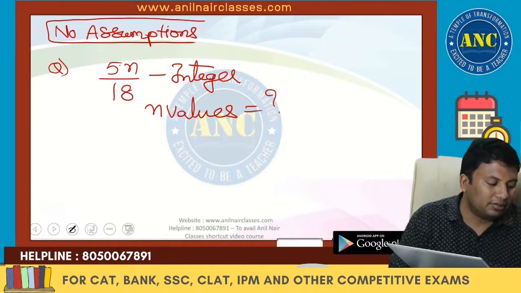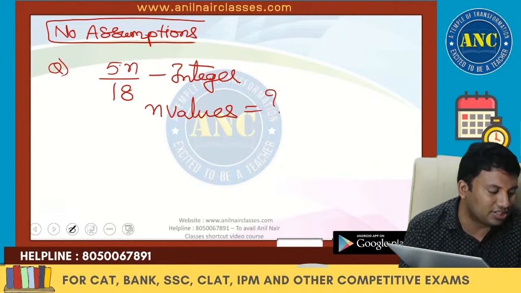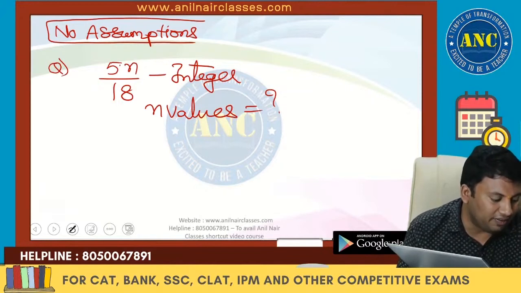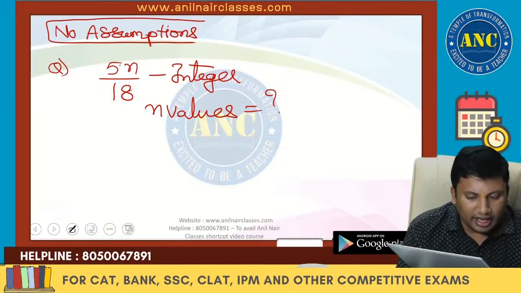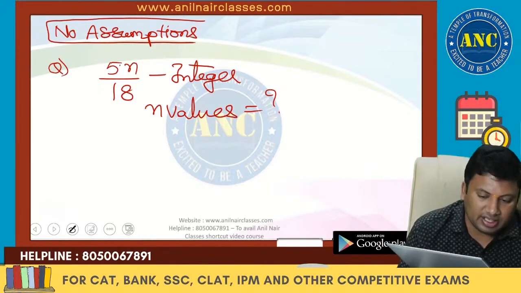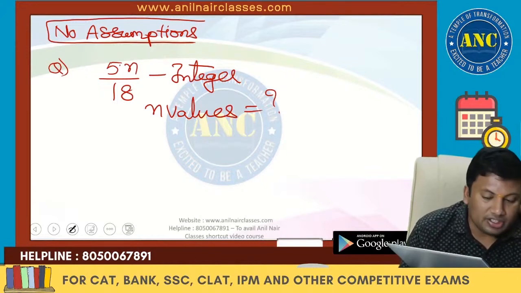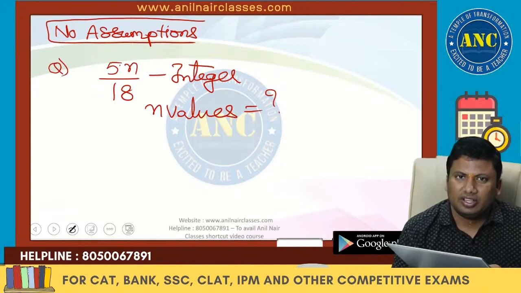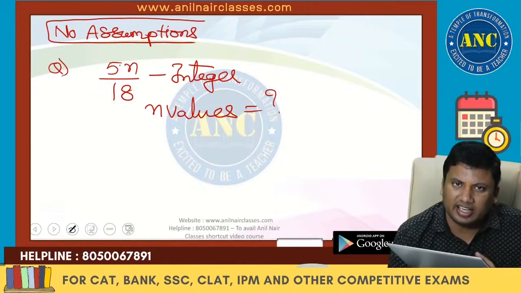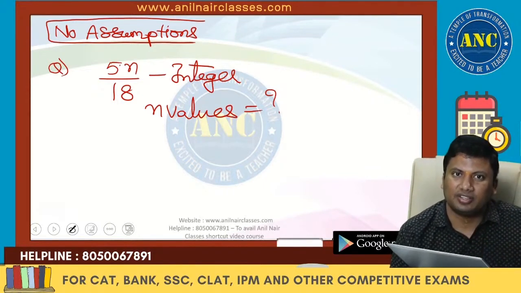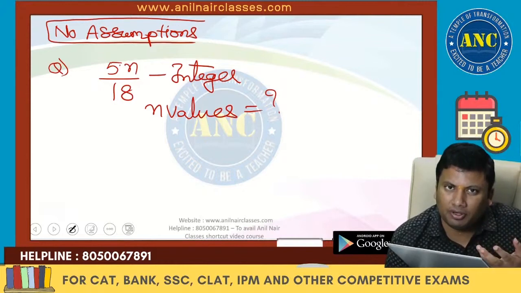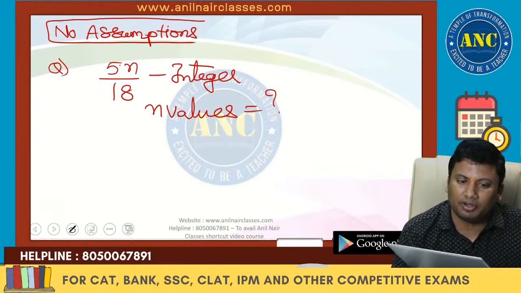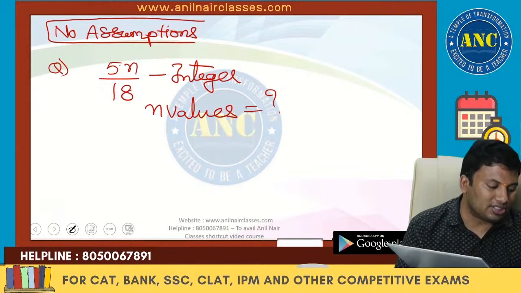Answer, everybody answer. Jagadish says all integers with fractions. Will it take all integers? Can n take 2? 2 is an integer. Think again, Jagadish. Can n take 4? Everybody answer.